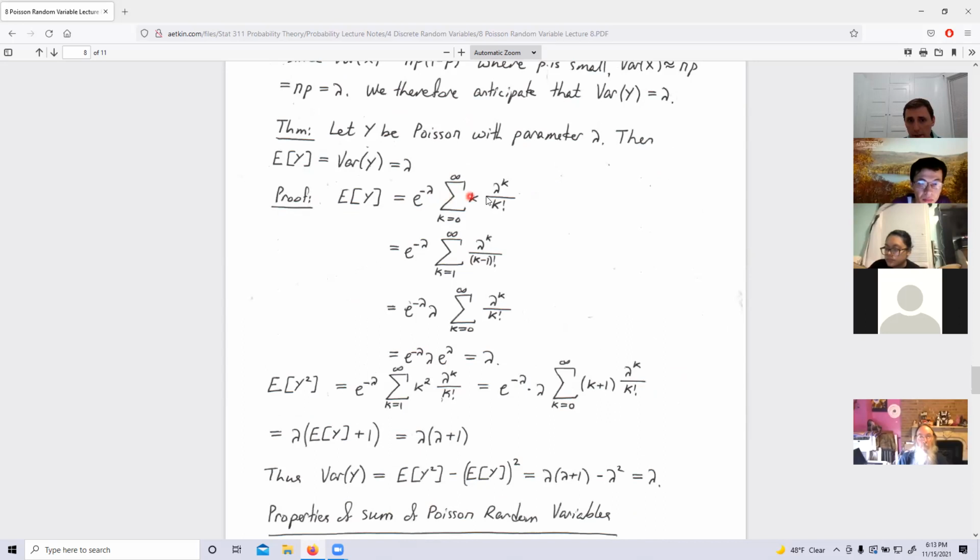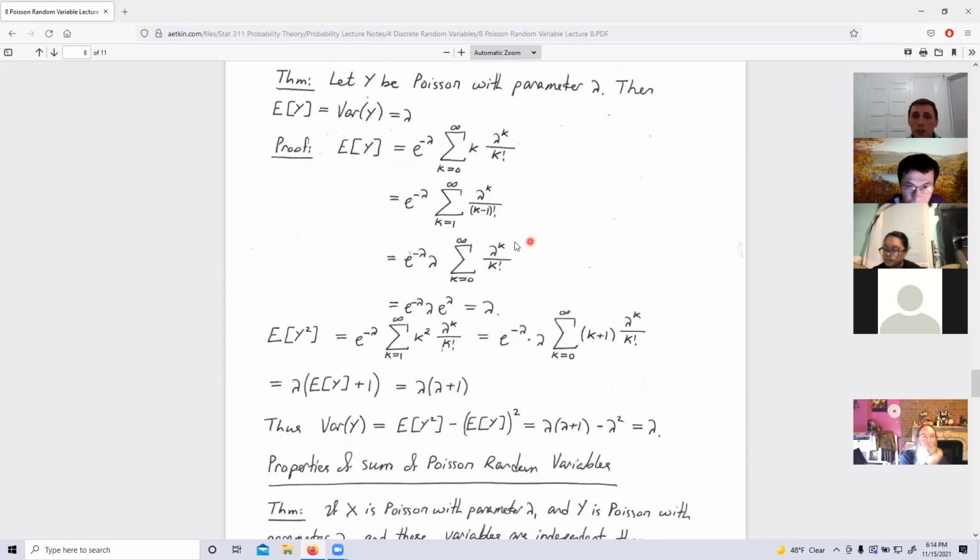First, the expected value, if you calculate it directly, is by definition the probability multiplied by k, where k is the number of successes. What can you do here? First of all, k could be 0, 1, 2, all the way to infinity. Clearly, if I multiply by k, I don't need the 0 term, so I can start from 1. And if I start from 1, k divided by k factorial is just 1 over k minus 1 factorial. You see, the cancellations are pretty easy.